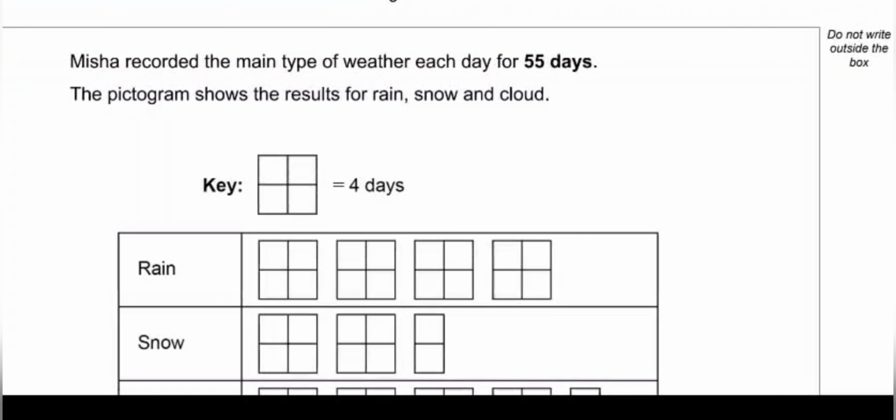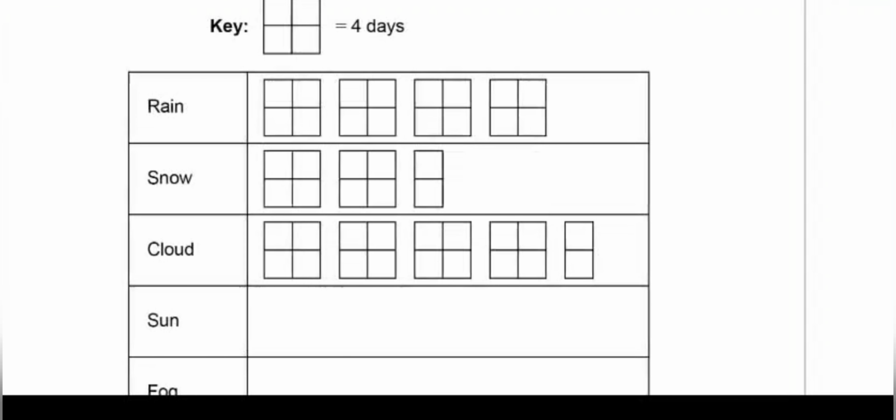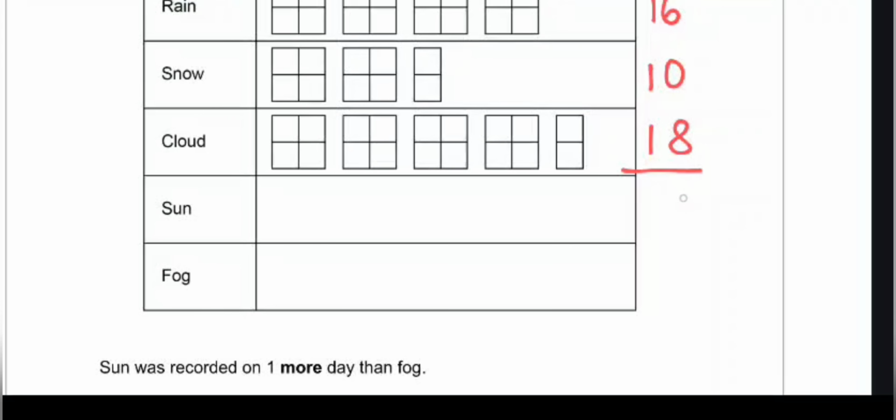Okay, good. Another wordy one. Misha records the main type of weather for 55 days. And the block image there means 4 days. So let's work out what she's got so far. 16 days there, 10 days there, and 18 days there. And that adds up to 44, which means that there are 11 days left to put down.